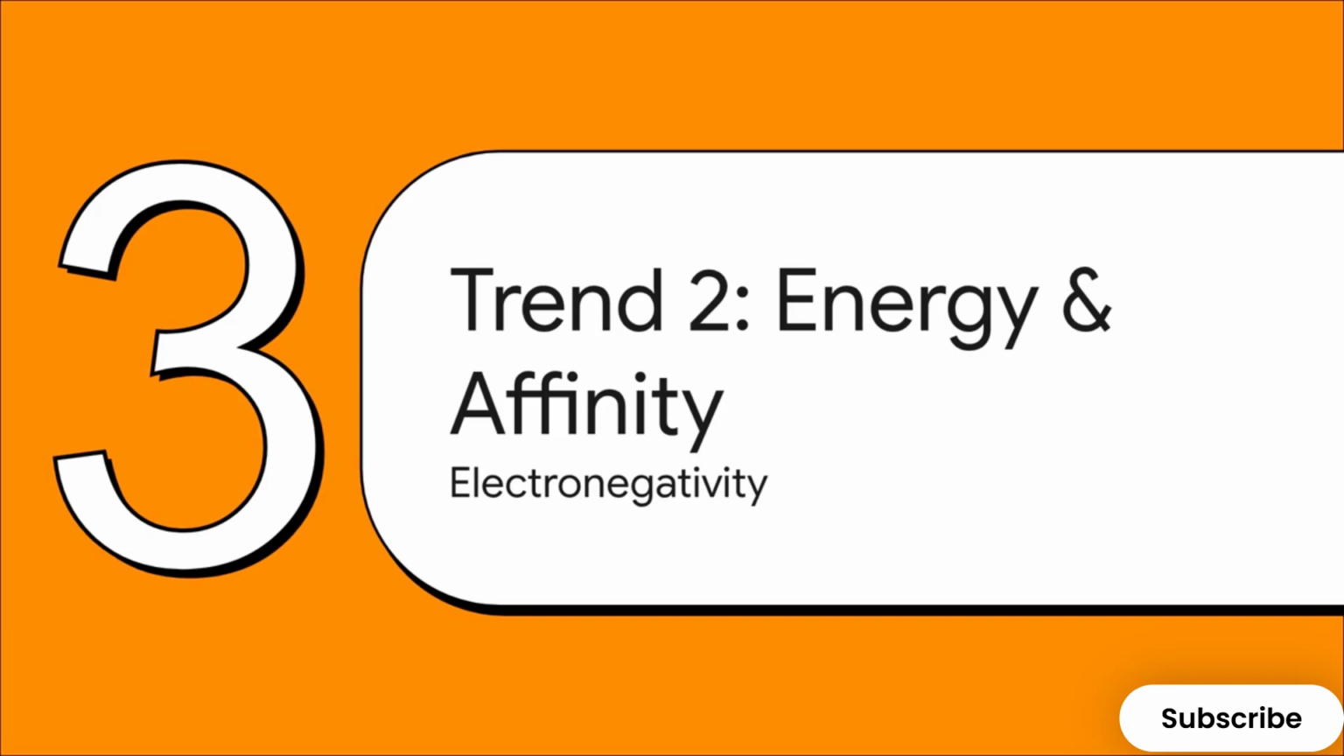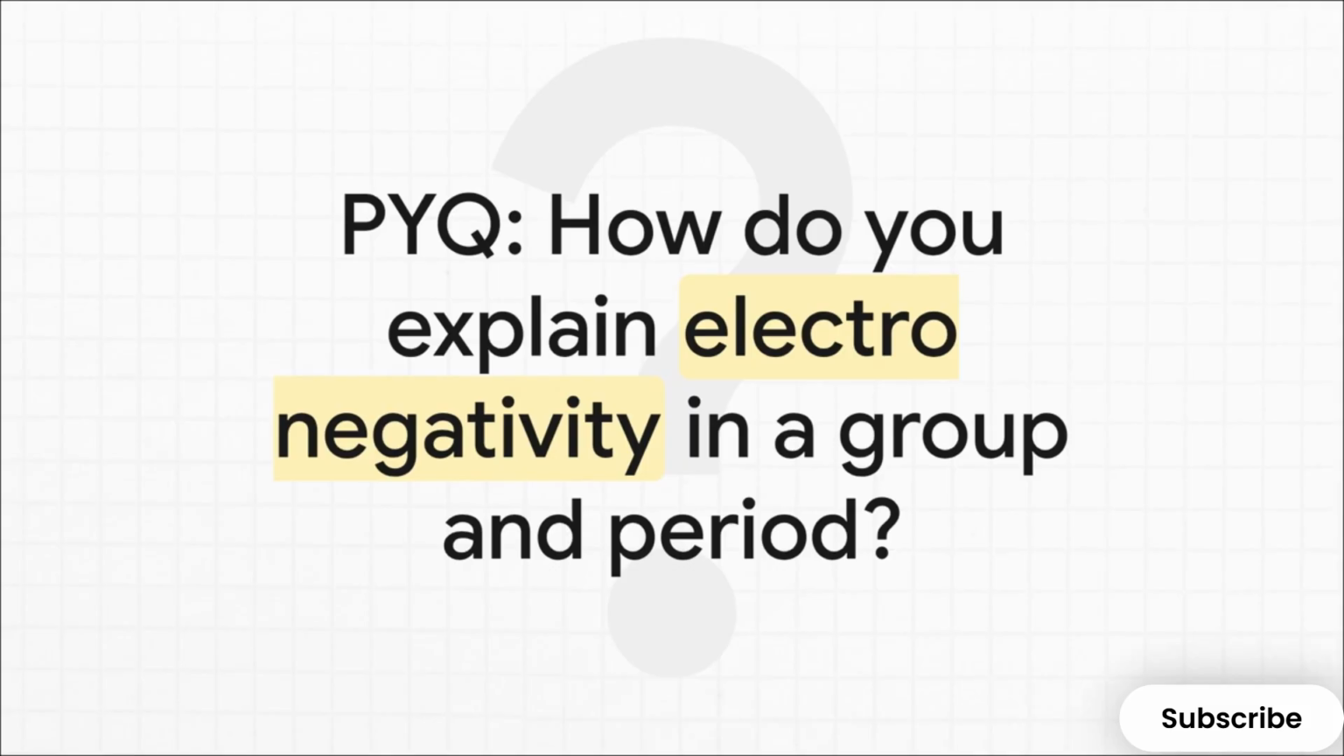All right, trend number one is down. Let's move on to the next big pattern we see. These questions are all about an atom's, well, its relationship with its electrons. Basically, how badly it wants to attract them, and all the energy that's involved in that dance. And let me tell you, this next one is a huge favorite for the examiners. I mean, the question on electronegativity comes up all the time. So let's absolutely nail the definition and the trends so you are 100% ready for it.